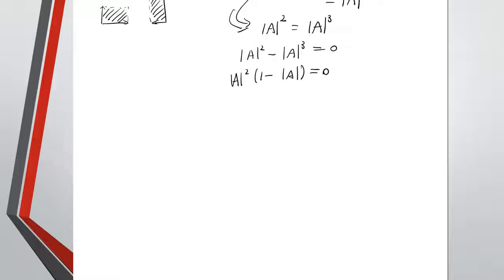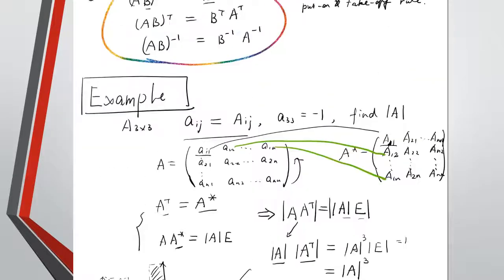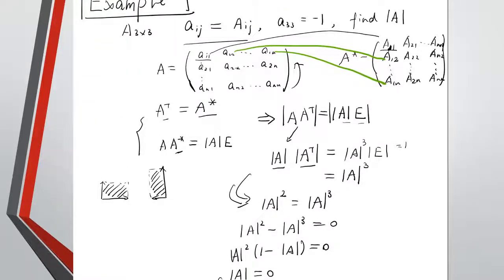So to make this equation hold, since determinant A is just a number, we can conclude that determinant A equals 0, or determinant A equals 1. Yeah. So which one will be the final answer? Yes, we will have to refer to the other condition here: A33 equals minus 1.